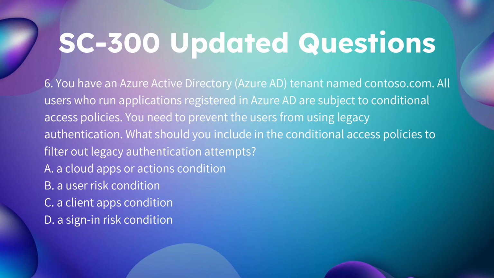6. You have an Azure Active Directory, Azure AD tenant named contoso.com. All users who run applications registered in Azure AD are subject to conditional access policies. You need to prevent the users from using legacy authentication. What should you include in the conditional access policies to filter out legacy authentication attempts? A. A Cloud Apps or Actions condition. B. A User Risk condition. C. A Client Apps condition. D. A Sign-in Risk condition.